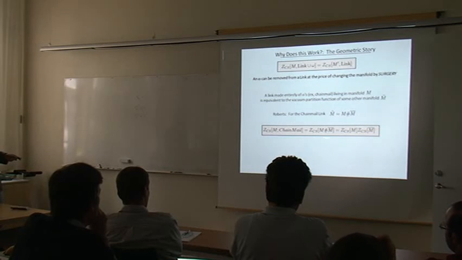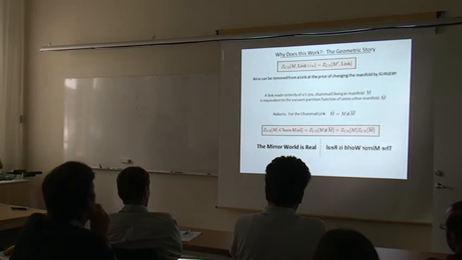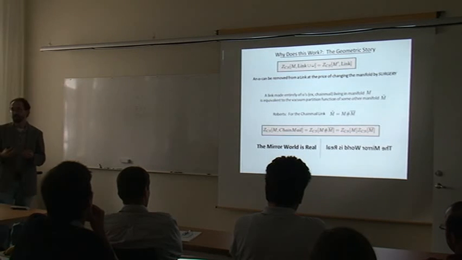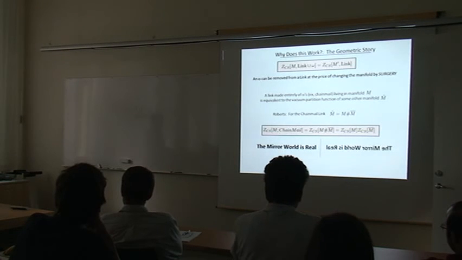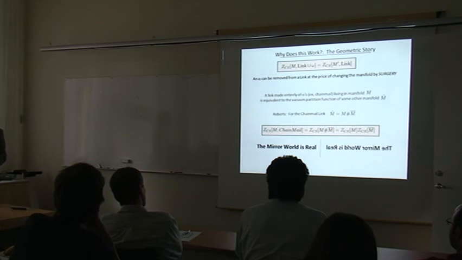And then from here, it's very easy to show that the Chern-Simons partition function of the manifold connected to its mirror image is just the product of the two partition functions. So the moral of this story is that the mirror world here is real. And these omega loops, on the one hand, you can think of them as defining your Levin-Wen partition function. On the other hand, you can think of them as instructions for constructing a new manifold by doing surgery.